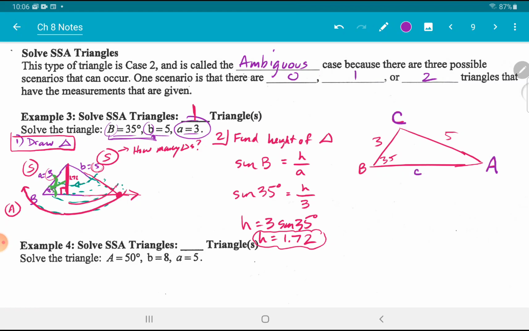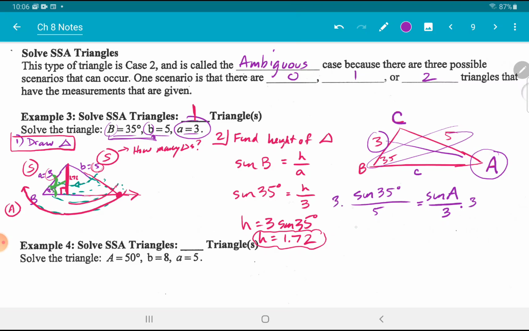Okay, and so now that I know that I have these missing parts, I can just go ahead and solve it. You can see that we have 35 and 5 connected together. So if we use our law of sines, sine of 35 degrees over 5 can equal, well, what are we missing? We're trying to find angle A, but we also have side 3 there. So 3 is my side length, and A is the measure I need to find, just like that. To solve this, I can bring the 3 over to both sides, and I get 3 sine 35 over 5 is equal to sine A.